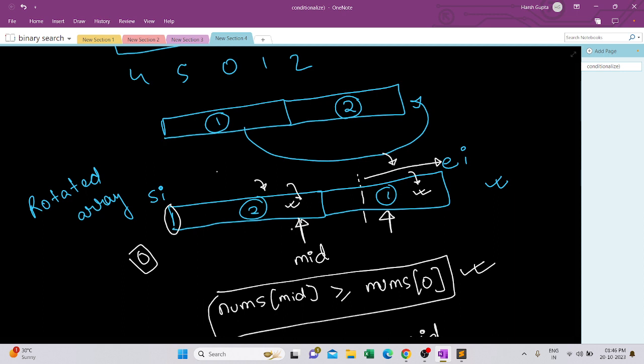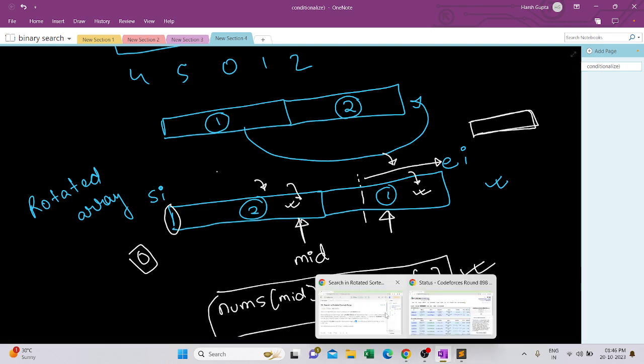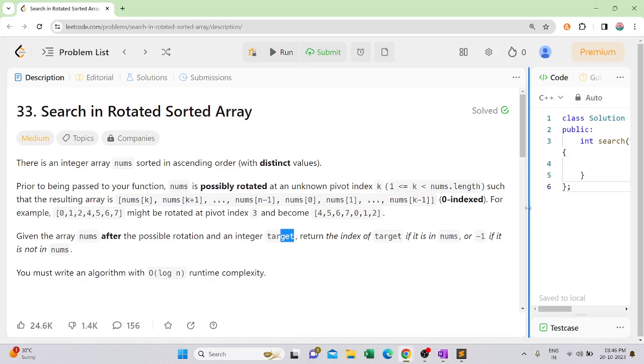Now, once we know which part mid lies in, we can easily solve the problem because that part is sorted. So if target lies in that part, our answer will lie in that, so shift starting and ending index according to that. And if our target does not lie in that part, then shift starting and ending index accordingly. So let's code it down. You will get a fair bit of idea.